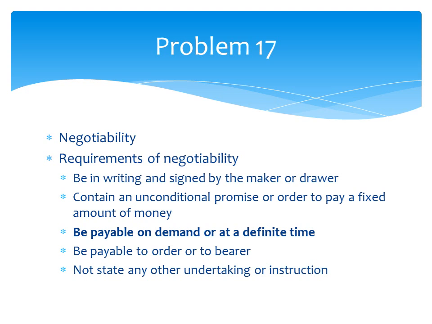A fixed amount of money means it is possible to compute the amount from the face of the instrument. It lists $10,000, but the obligation to pay and its timing depend on an uncertain event, the sale of the ring. So as you notice in bold, I put be payable on demand or at a definite time. It doesn't meet that requirement because it's only payable once the sale of the ring has occurred, and he has to pay it within 10 days.